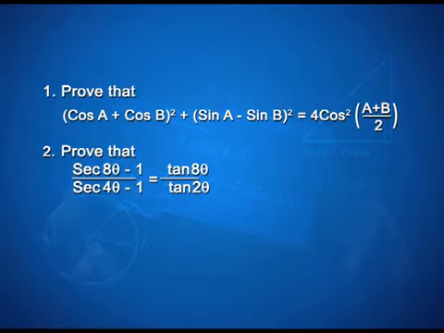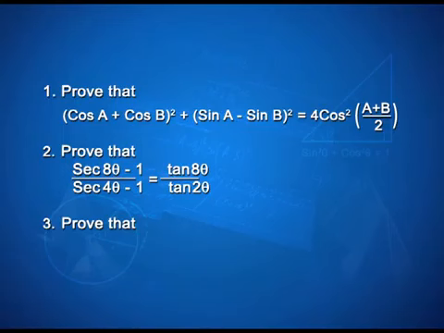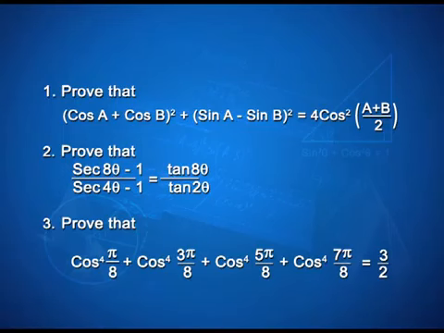Question number 2, prove that sec of 8 theta minus 1 upon sec of 4 theta minus 1 could be written as tan 8 theta upon tan 2 theta. Question number 3, prove that cos raised to 4 pi upon 8 plus cos raised to 4 3 pi upon 8 plus cos raised to 4 5 pi upon 8 plus cos raised to 4 7 pi upon 8 is equal to 3 upon 2.